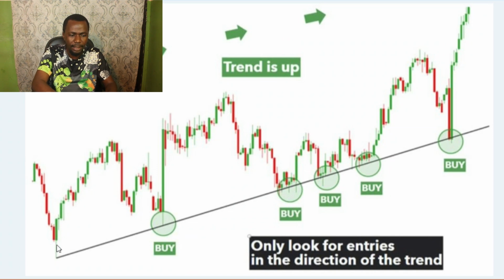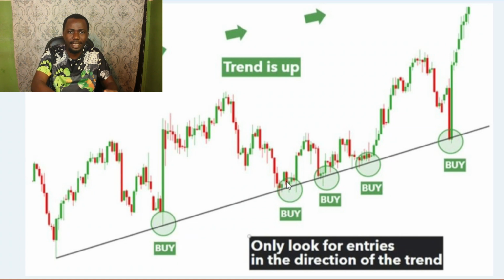So this is an uptrend. The price comes to the trend line the first time, went back up, comes the second time, went back up, and then the third time you place your buy trade, and then the price moves up again, right? So this is how you trade using the trend line.